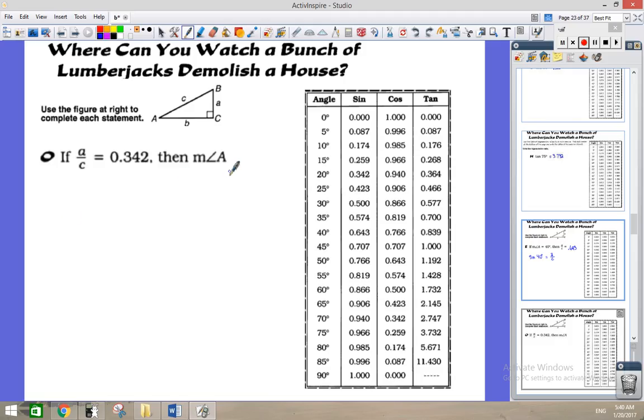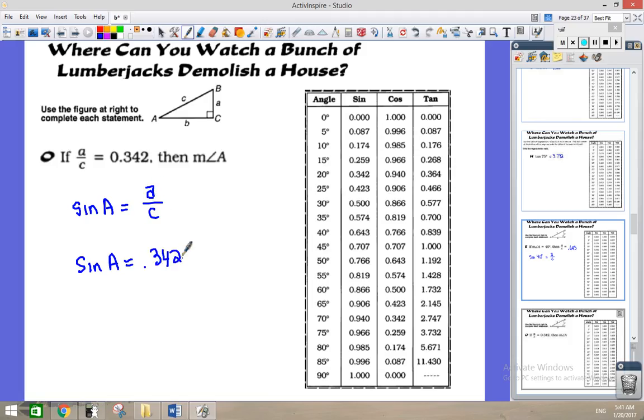Now this time, look at what we have. They're asking us to find the measure of angle A, and they're giving us this ratio of A over C. With respect to angle A, A over C is the opposite leg over the hypotenuse, so it's the sine of angle A that is equal to A over C. And they are telling me that A over C in decimal form is 0.342.